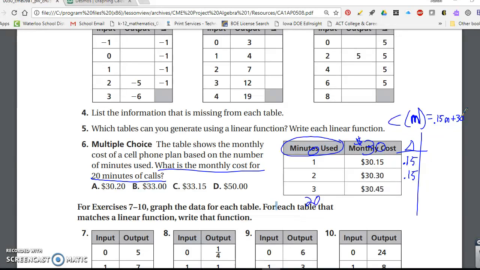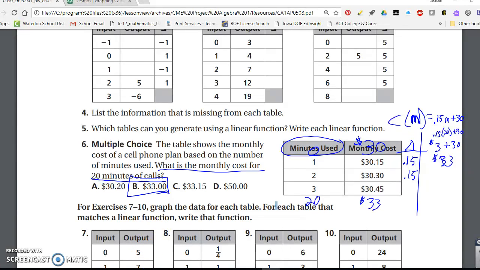Okay, so on my calculator, I punch in, well, what's 20 minutes? Well, 2 times 15 is 30. So when I do 20 times 15 cents, 0.15 times 20 plus 30, I get $3 plus 30 and get $33 total. Okay, solve the problem. Oh shoot, that's right, it was multiple choice. Look over here, and B is my correct answer.